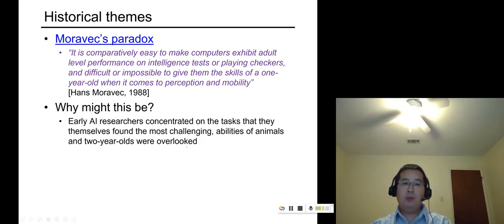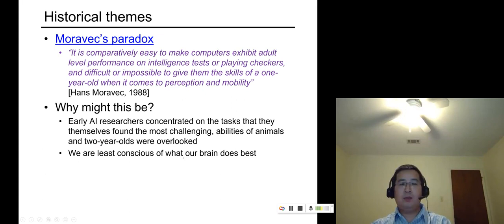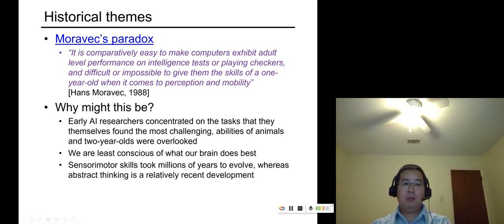So early AI researchers concentrated on the tasks that they themselves found the most challenging. Abilities of animals under 2 years old were overlooked. This is one reason. So we are least conscious of what our brain does best. Okay, we don't know the mechanism. And the sensory motor skills took millions of years to evolve, while the abstract thinking is a relatively recent development. So this goes with a long history, so it's even harder for us to understand.